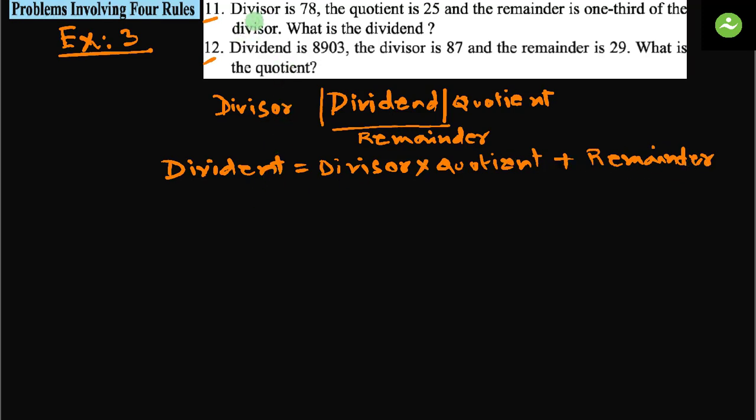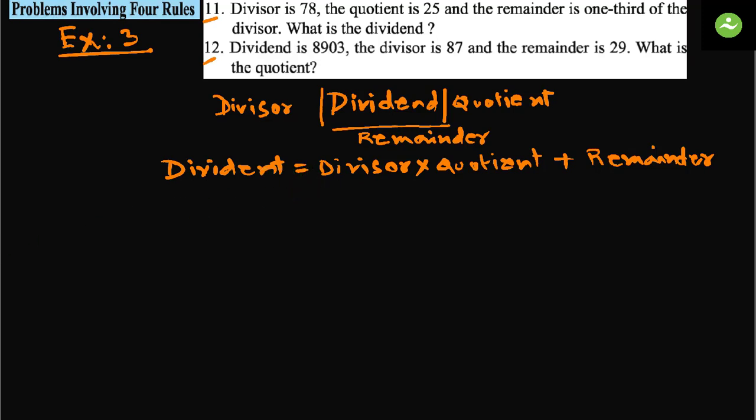So let's have a look at the question. We have the divisor, we have the quotient, and we have the remainder also. How? They said the remainder is 1/3 of the divisor. So if the divisor is 78 and we divide it by 3, we get the remainder. And then we get the value of the dividend.